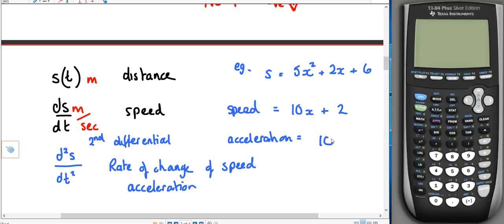10. So I differentiate 10x plus 2, I just get 10. What does that tell me about the acceleration? It's constant, because it's just a number. So what would my units be again? If my distance is in meters, my speed would be in meters per second. My acceleration would be in meters per second squared.